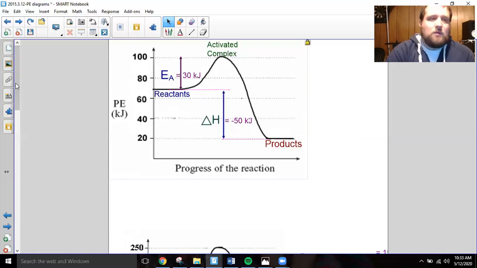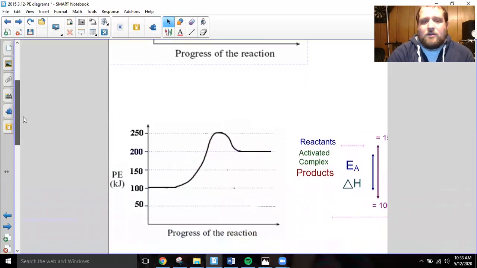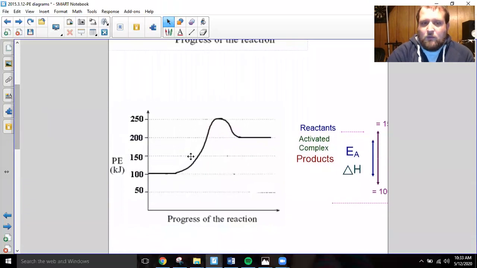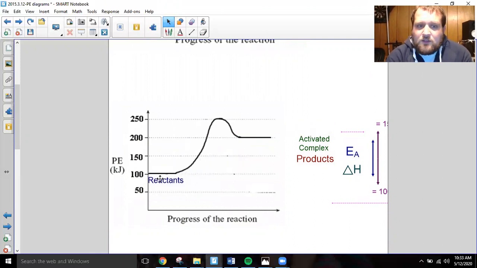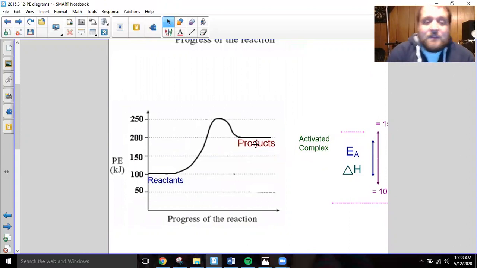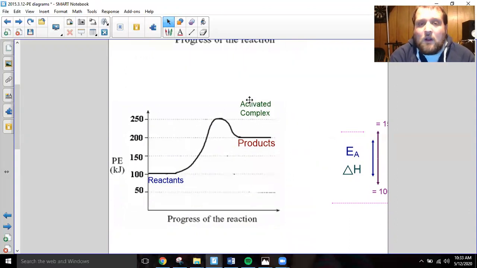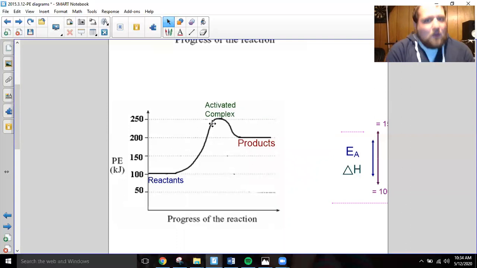Let's do an example with an endothermic reaction. So this has a similar shape with a hump in the middle, but in this case, it's gaining energy. Energy is going into it. Once again, the energy that we start with is the energy of our reactants. The energy we end with is the energy of the products. And once again, that point at the very top where the old bonds break and new bonds form, that's the activated complex. So our reactants are at 100-ish. Our activated complex is at 250, and our products are at 200.